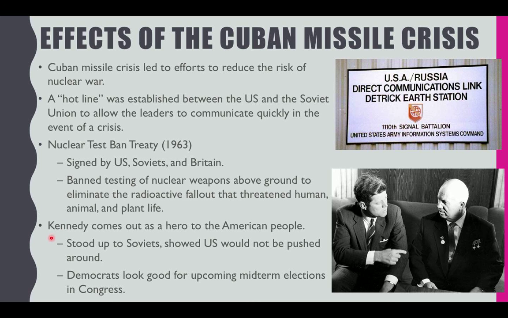The effects of the conversations between Kennedy and Khrushchev is good for Kennedy. It makes him look like a hero to the American people. It makes it look like the US stood up to the Soviets and that we didn't get pushed around. And the reason for that is the information about the US taking missiles out of Turkey was never really made public knowledge. What was made public knowledge was that Khrushchev removed the missiles from Cuba. So Kennedy is turning around the embarrassment from the Bay of Pigs to make the Democrats look good for the upcoming elections in Congress.